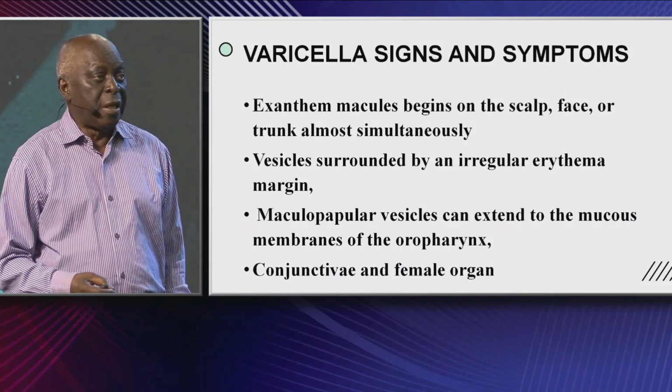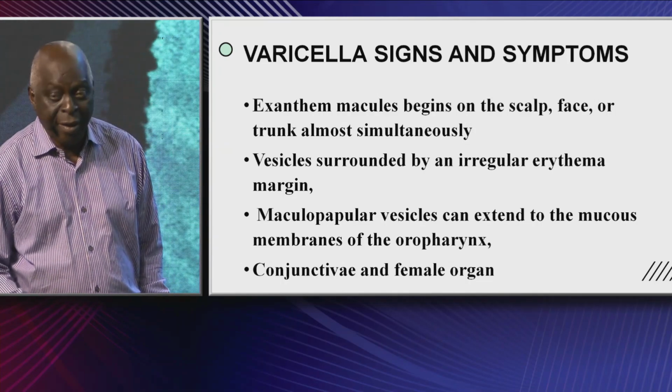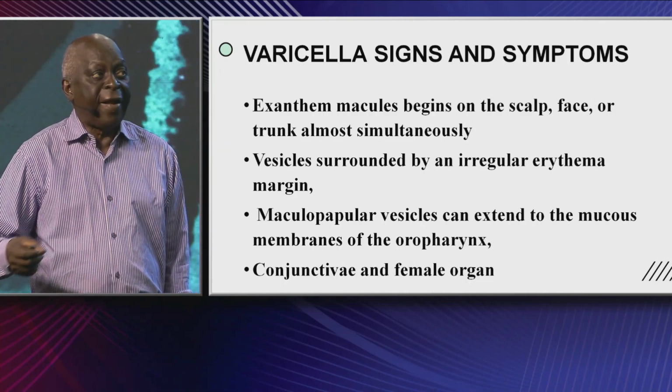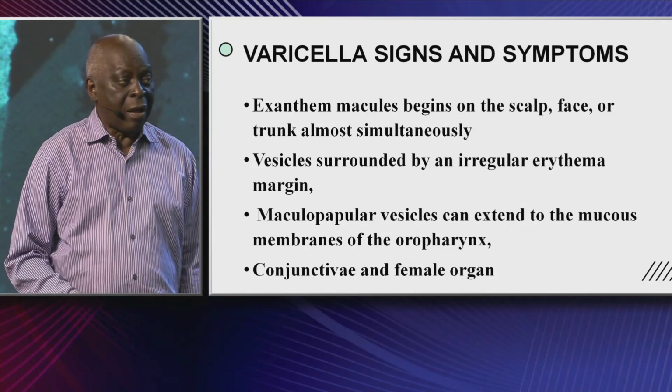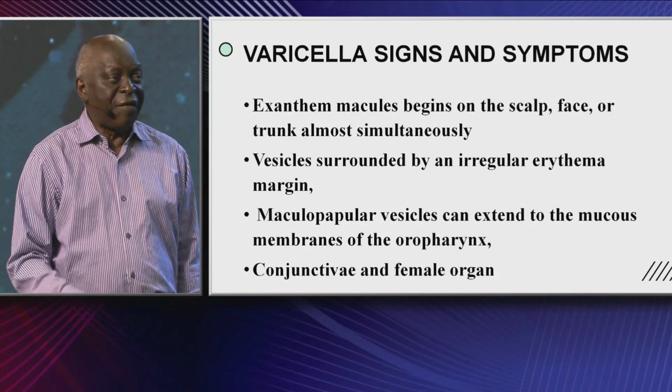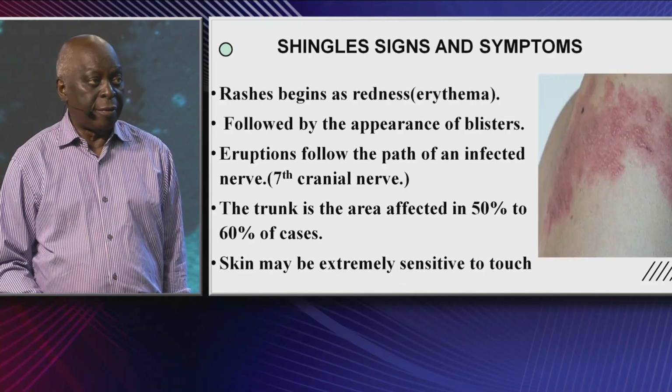What do we see? Maculopapular rashes can extend to the mucous membrane, even of the oropharynx. That's why it can be transmitted through kissing. It can also appear in the conjunctiva and some of the time on the female organ.